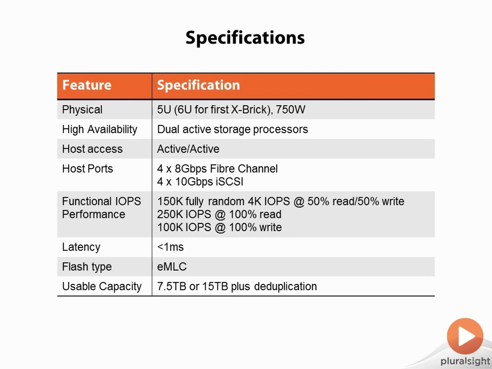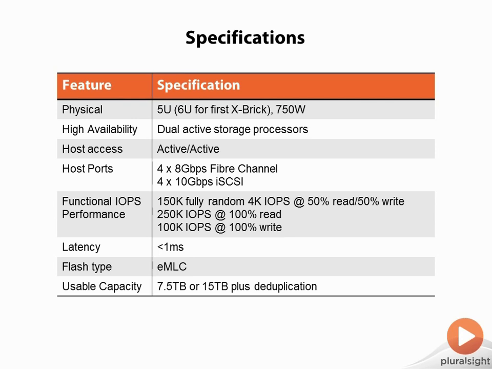Specifications, the big list of numbers. So let's go through this. First of all, physical size. The first brick is 6U. The second brick is 5U: 6U of rack space, then 5U of rack space. The first brick has some extra stuff in it, so it'll need a little bit more space. Total power is about 750 watts. That'll obviously depend on things like load and sizing, but around 750 watts.